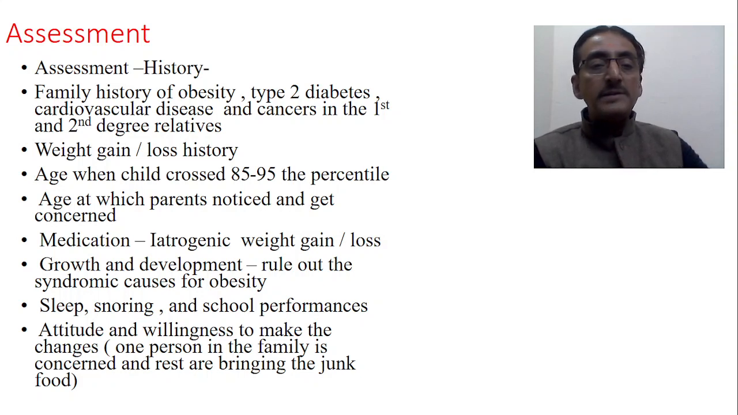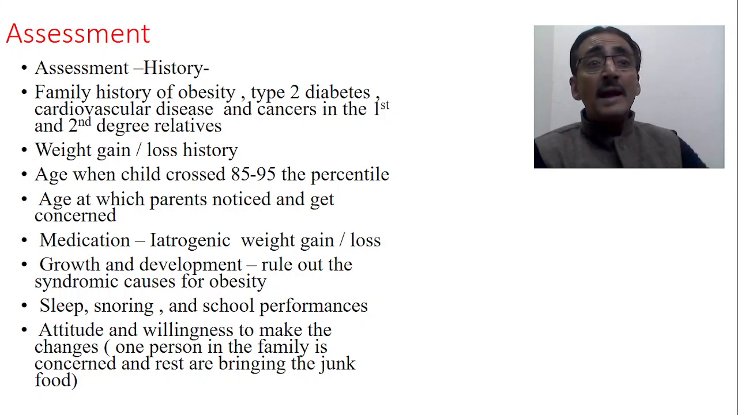Now the growth and development of the child has to be assessed properly to rule out the syndromic causes of obesity. We have listed so many syndromic causes of obesity, so in that case the growth and development history has to be properly taken. Prader-Willi syndrome, Down syndrome, Bardet-Biedl syndrome are some of the important syndromes which may lead to obesity. If growth and development is abnormal since the beginning, along with the weight gain, then it is a major clue for a syndromic presentation, along with dysmorphic features and all those things.